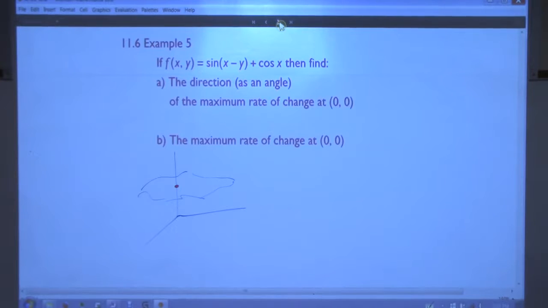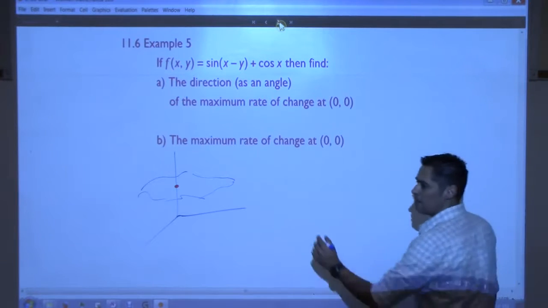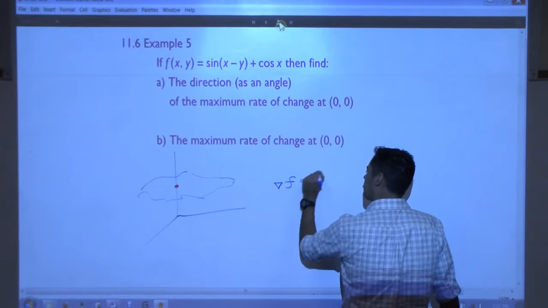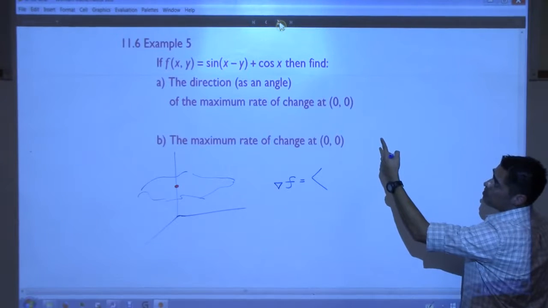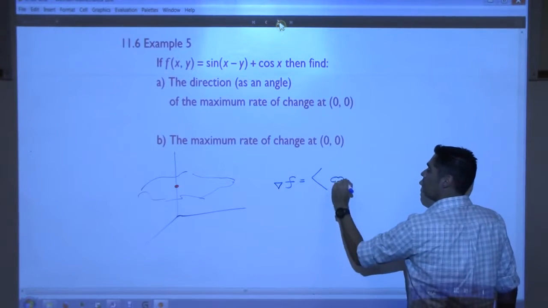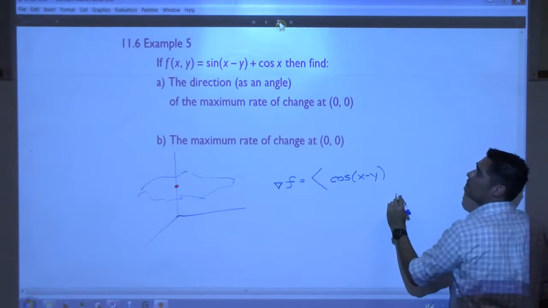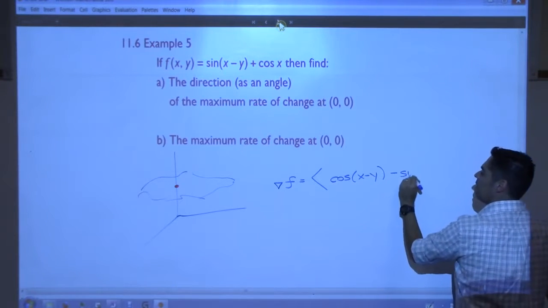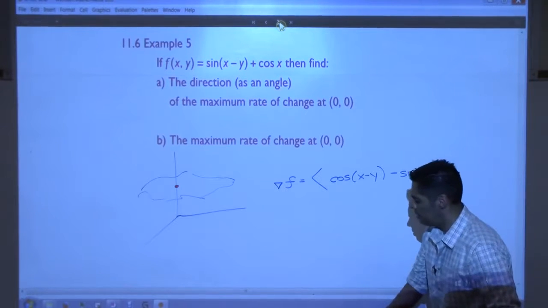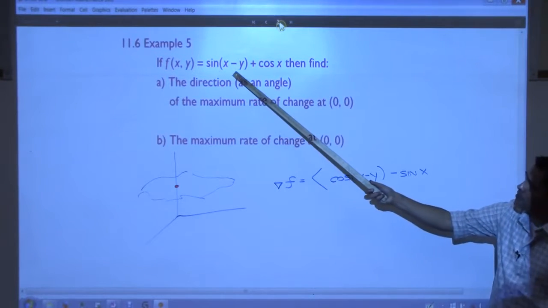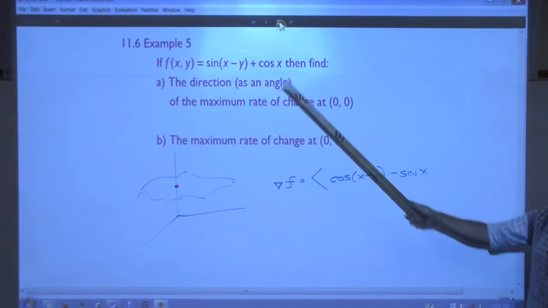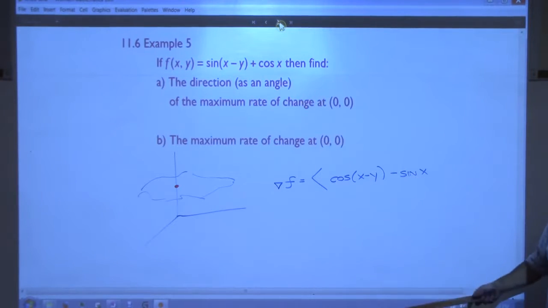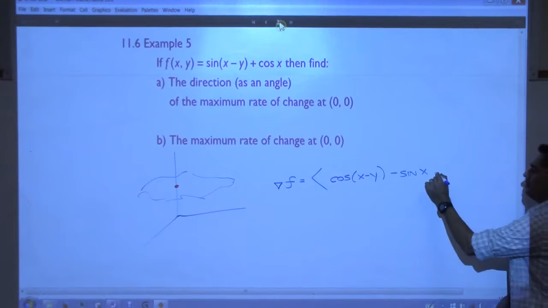What do I have to do? I just have to find the gradient. That's all I have to do. So what's the gradient of f? Well, it's the partial of that with respect to x, which is cosine x minus y minus sine x. So you have to do the derivative of each of those. The derivative of sine of x minus y is cosine of x minus y. The derivative of the inside of this is just 1, plus the derivative of cosine x, which is negative sine x. So that gives you this. Then that's your partial with respect to x.